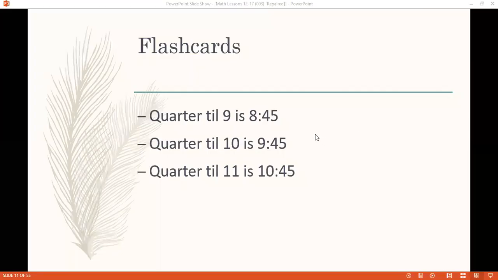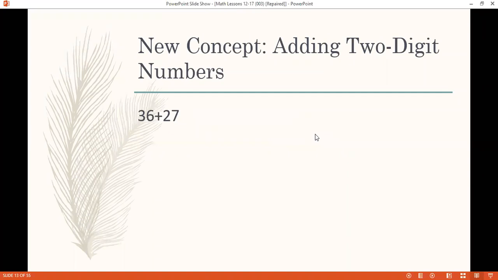Okay, so now moving on to our new concept for today. Adding 2-digit numbers. Our first number here is 36. It's what? Get ready? Yes, 36 plus 27 is our second set of numbers. What is our second set of numbers? Get ready?